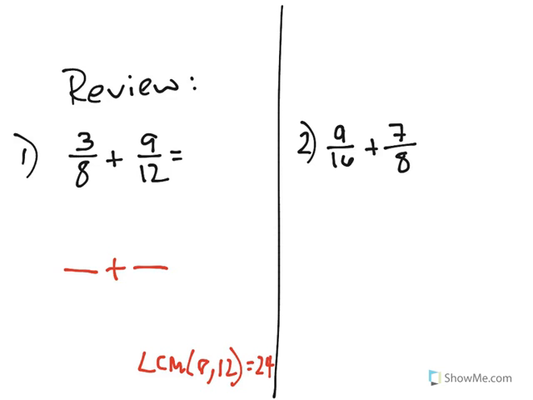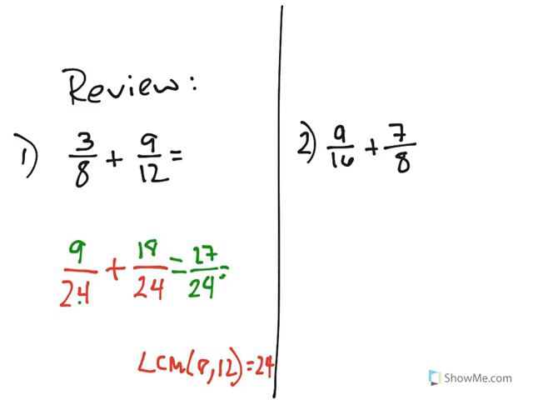Okay, so since we've decided that the least common multiple is 24, we need to ask ourselves, how many times does 8 go into 24? Well, that's 3 times. So since we multiplied 8 times 3 to get 24, we need to multiply 3 times 3 to get 9, because whatever we do to the bottom, we have to do to the top. We'll do the same thing for the second fraction. 12 goes into 24 2 times, so we multiply 9 times 2, and we get 18. We are left with 27 over 24.